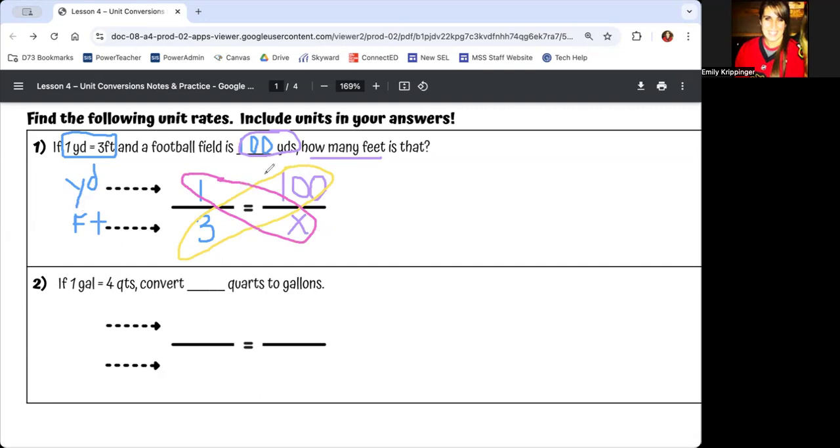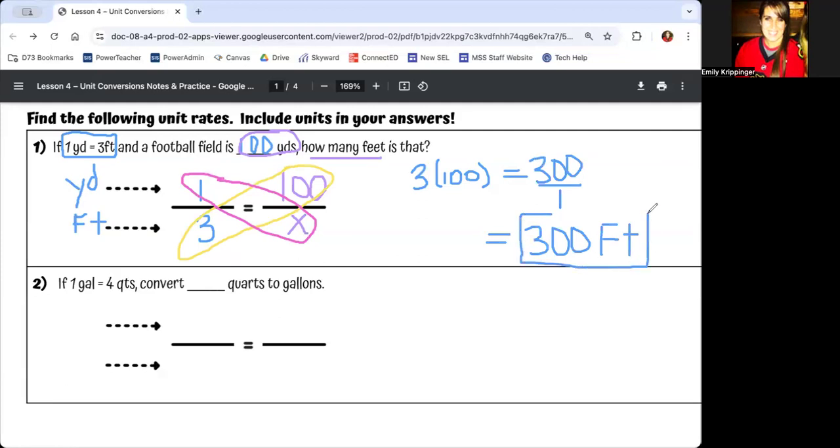So plugging this in, my diagonal that has 2 numbers in it is 3 and 100. So we're going to multiply 3 times 100, which is equal to 300. And then step 2 is we divide by the other number in the other diagonal. So the other diagonal has the number 1. So we divide by 1. 300 divided by 1 is just 300. And our units that we were solving for, x was on the bottom, which matches up with feet. So that tells us that 100 yards is equal to 300 feet.